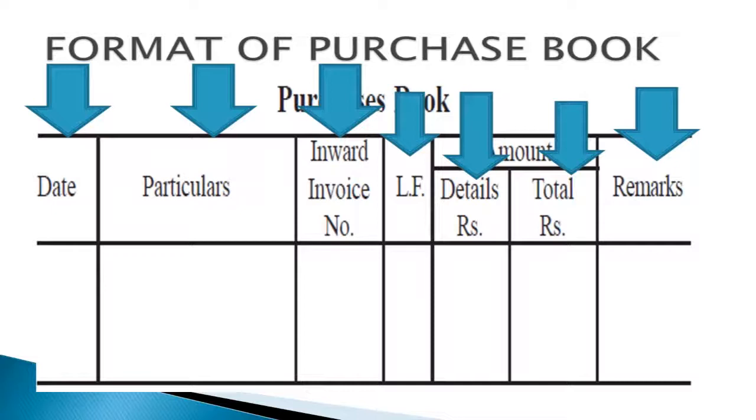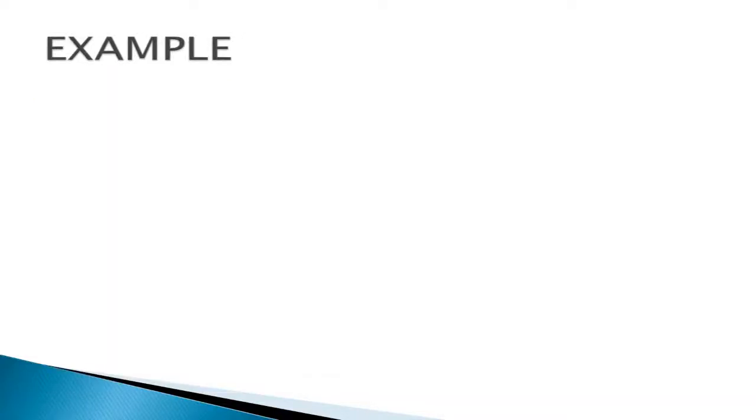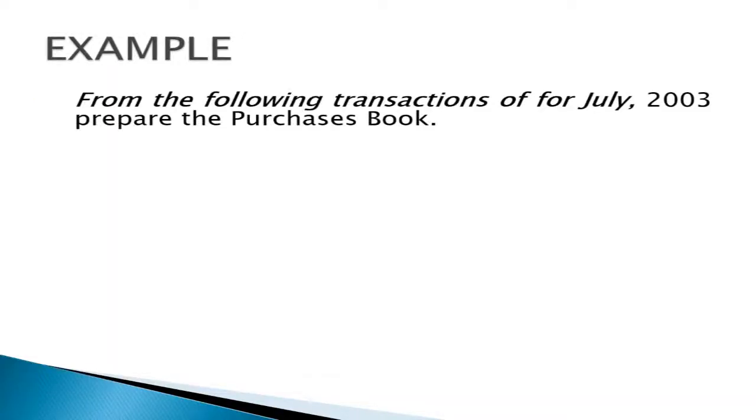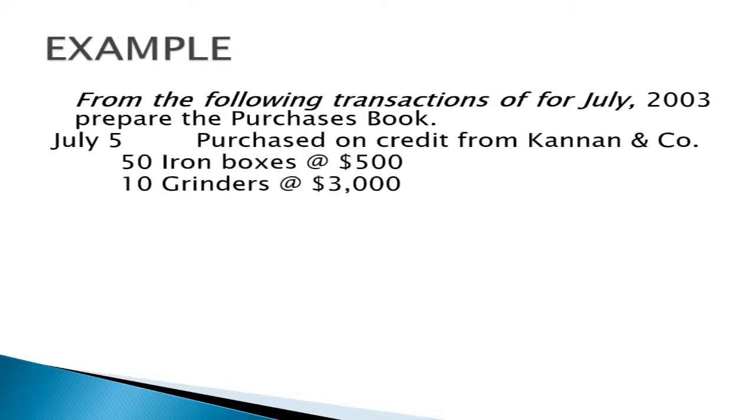Let's learn about the purchase book by taking an example. From the following transactions of RAM for July 2003, prepare the purchases book. July 5th. Purchased on credit from Kannan and Company 50 iron boxes at $500 each, 10 grinders at $3,000 each.